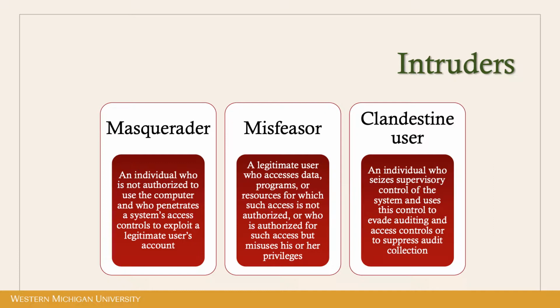We also have clandestine users. This is an individual who seizes supervisory control of the system and uses that control to evade auditing and access controls or to suppress audit collection. So if I manage to get into a system, again, either a system I'm actually authorized to use as a user or a system that I managed to crack into from the outside, and I figure out how to escalate my privileges to the point where I can clean up logs, for example, I can kind of cover my tracks. That makes me a clandestine user. I'm in there poking around doing things I'm not supposed to do, but I'm trying to do it very secretly and cover my tracks so I don't get discovered.